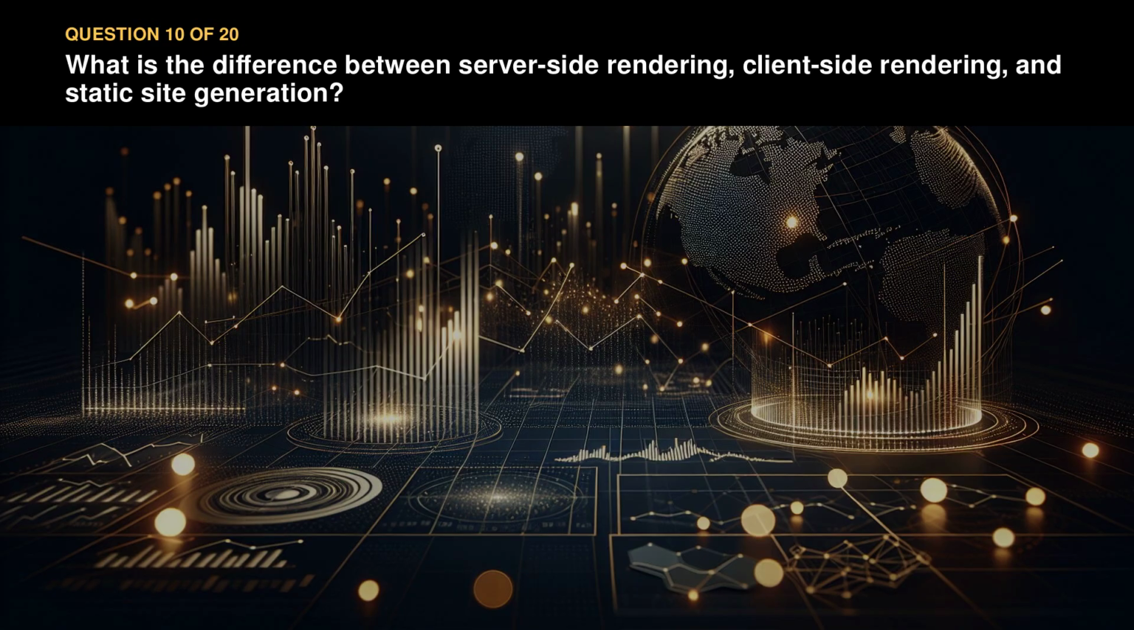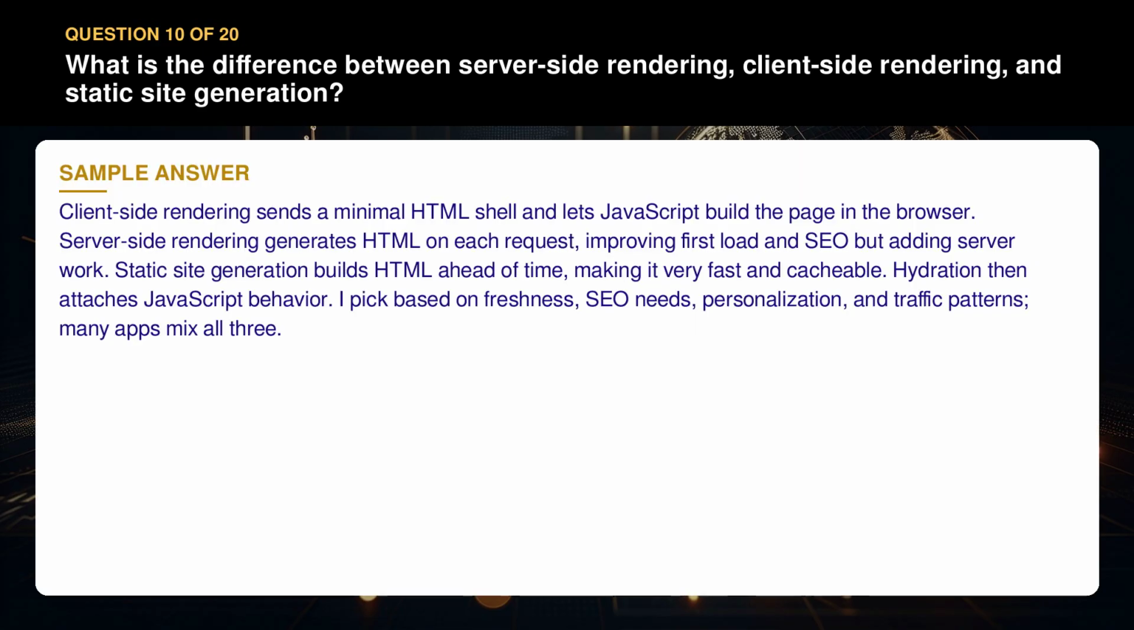Question 10. What is the difference between server-side rendering, client-side rendering, and static site generation? Client-side rendering sends a minimal HTML shell and lets JavaScript build the page in the browser. Server-side rendering generates HTML on each request, improving first load and SEO, but adding server work. Static site generation builds HTML ahead of time, making it very fast and cacheable. Hydration then attaches JavaScript behavior.